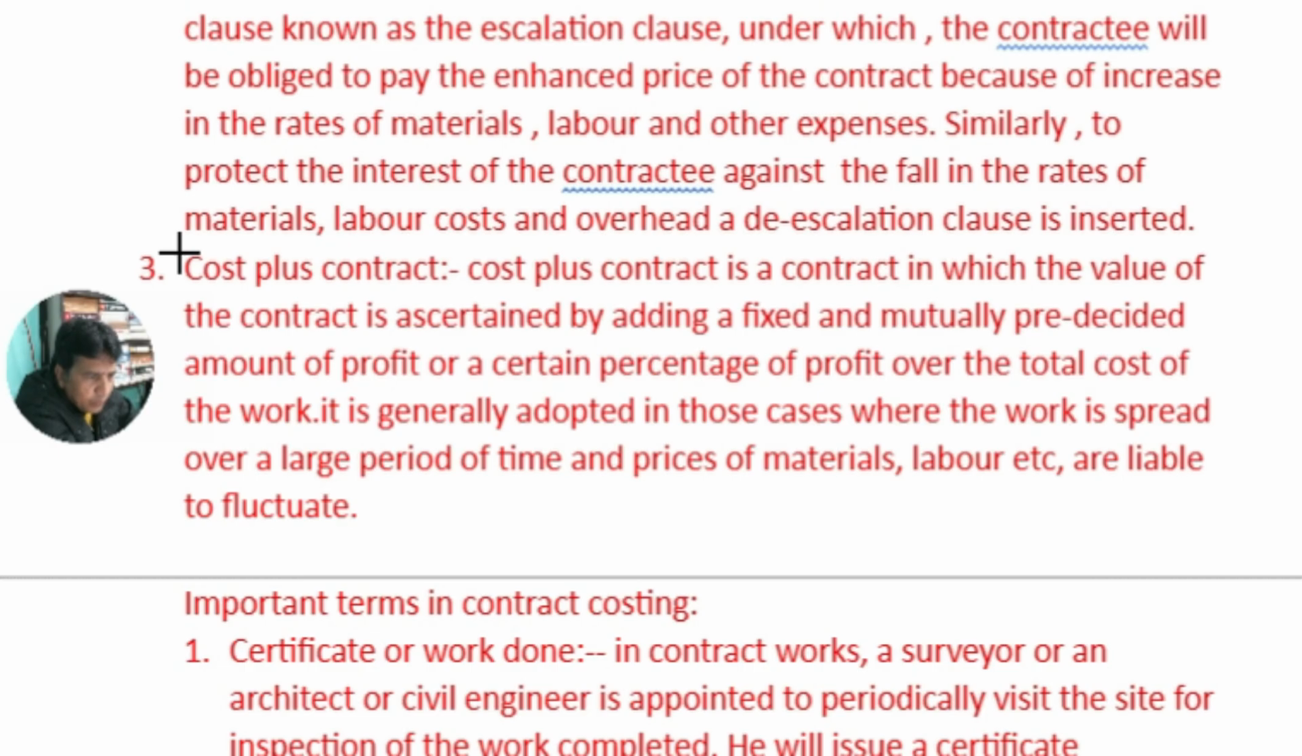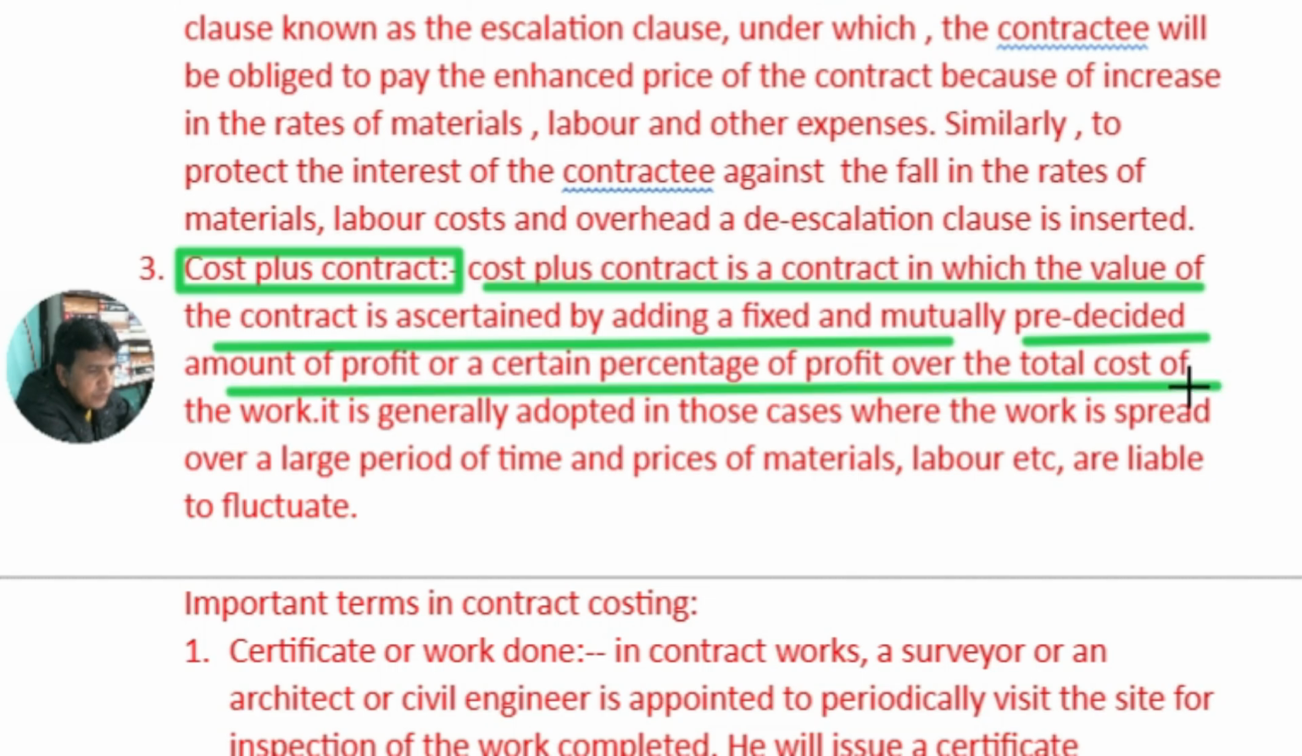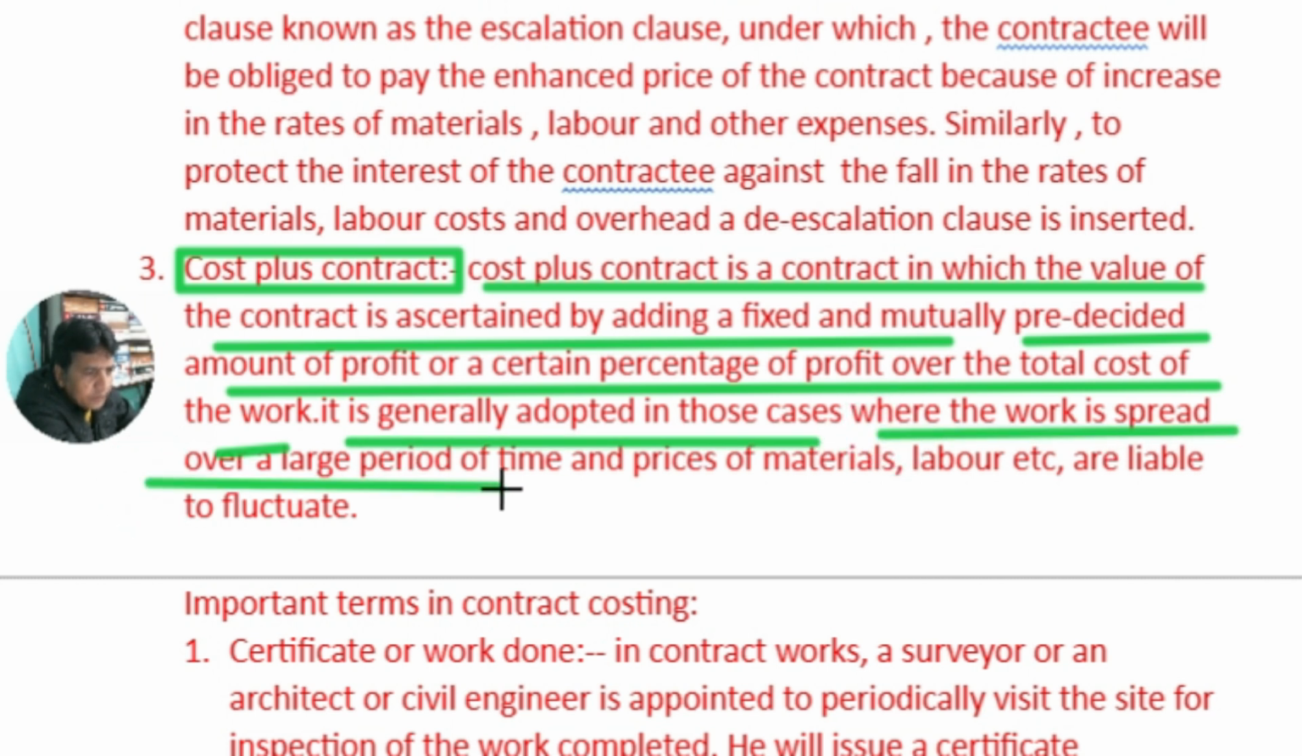The third method is the cost plus contract. Under this method, the value of the contract is ascertained by adding a fixed and mutually pre-decided amount of profit, or a certain percentage of profit, over the total cost of the work. It is generally adopted in those cases where the work is spread over a large period of time and the prices of materials, labor, etc. are liable to fluctuate. Under this method, the contract price is determined after the completion of the contract work.